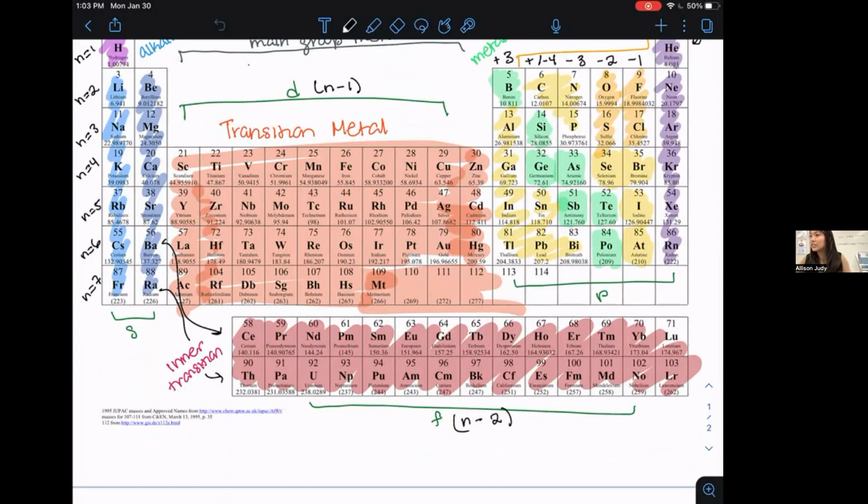Okay, then there are the inner transition metals. That's called the F block. I say the do-not-F-with-it block because this stuff is the nuclear zone. This is the cray-cray area, okay? And it's also crazy in terms of the 3D orbital structure. It's insane, okay? And this is what we call inner transition metals. That's the F block. It's 2 energy levels lower than what you think it is.